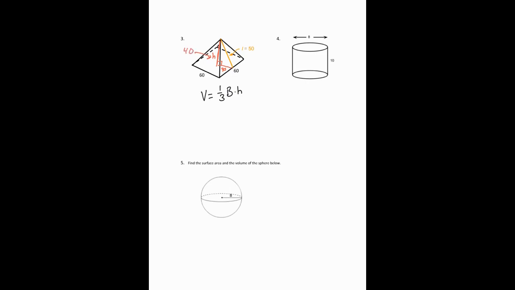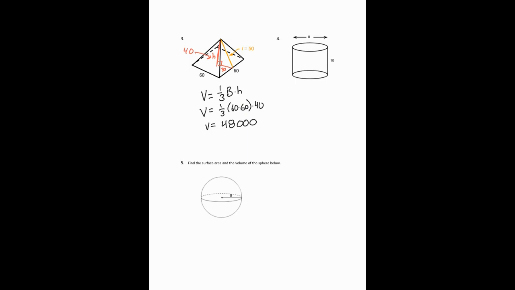So we can go back to our volume formula, and our volume is going to equal 1/3 times the area of the base, which is 60 times 60, times our height, which is 40. So 60 times 60 is going to be 3,600, divided by 3 is 1,200, and so the volume is equal to 48,000.